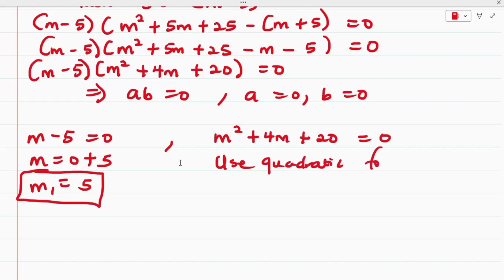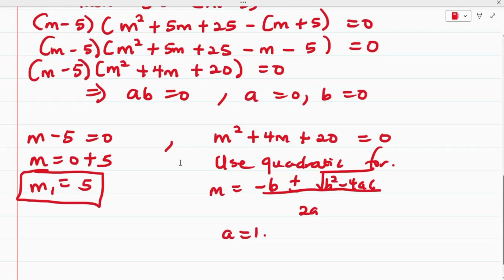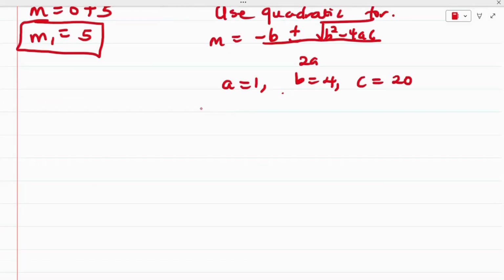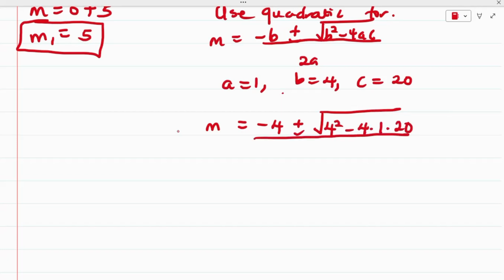Now applying the quadratic formula that says m is equals to minus b plus minus the square root of b squared minus 4ac divided by 2a, where a is equals to 1, b is equals to 4, and c is equals to 20. So from here we have that m is equals to minus 4 plus minus the square root of b squared, which is 4 squared, minus 4 multiplied by a, which is 1, multiplied by c, which is 20, divided by 2 multiplied by 1.